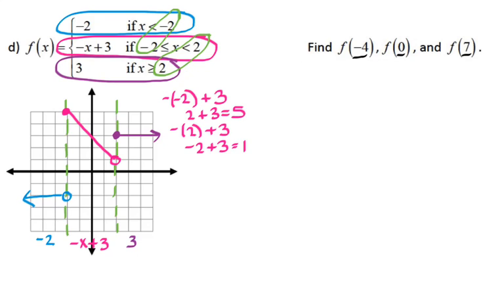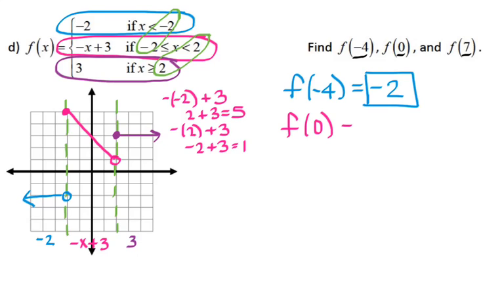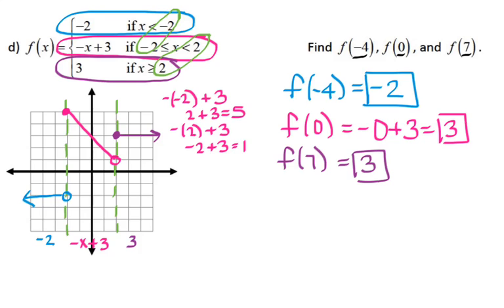So negative 4, I'm going to plug into the blue function. That's going to always give me an output of negative 2, since there's nowhere to plug in an x. For f of 0, I'm going to plug into the pink one. Negative 0 plus 3, well, 0 plus 3 is just 3. And then for my 7, I'm going to plug into the purple. And that's just going to give me 3, again, since you have nowhere to plug in x and it's just a constant function.